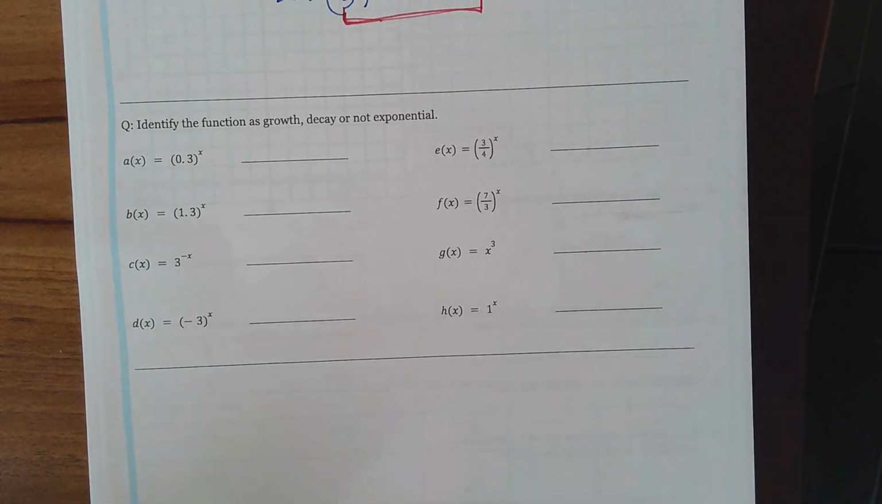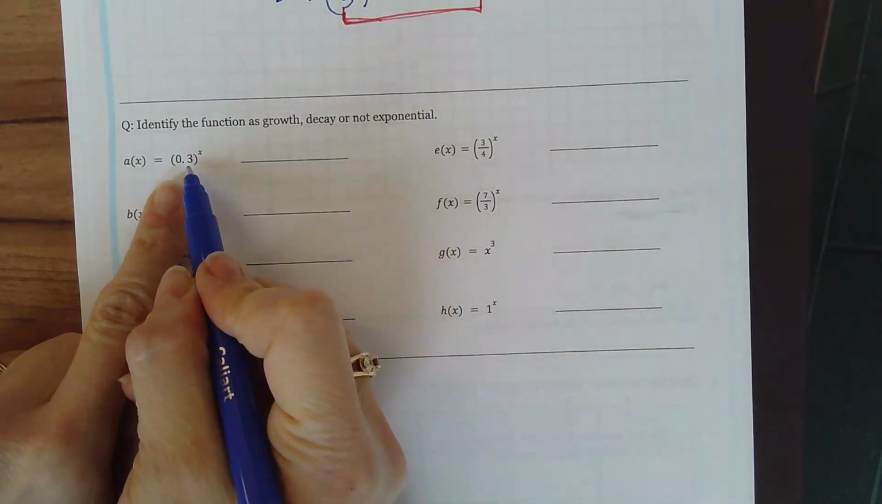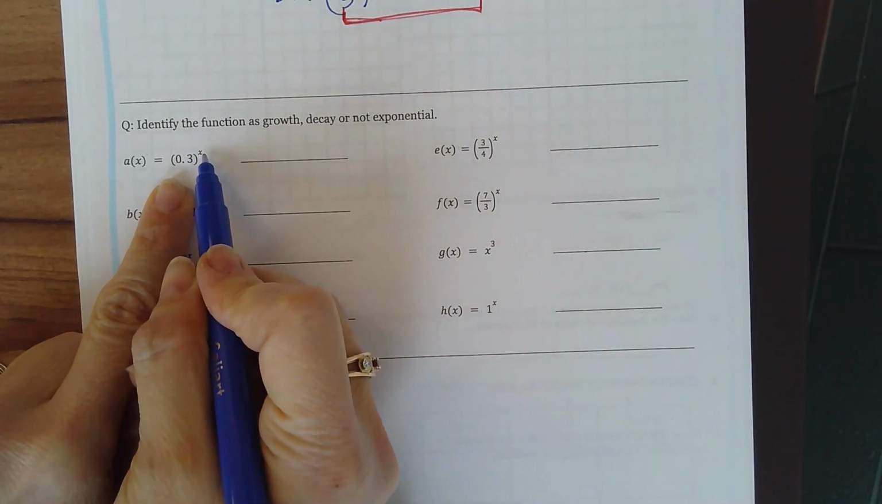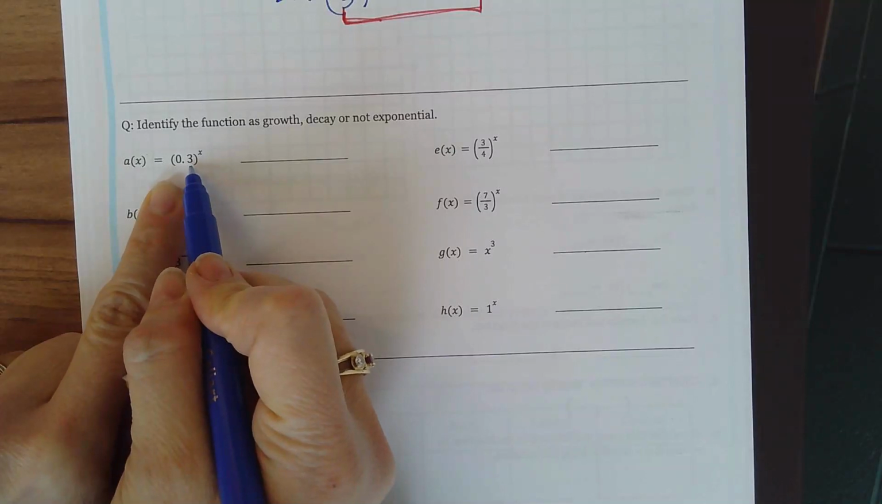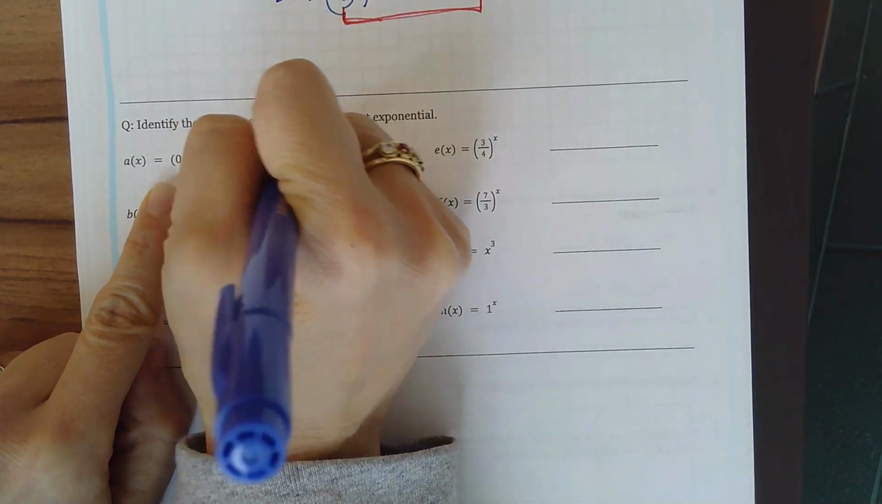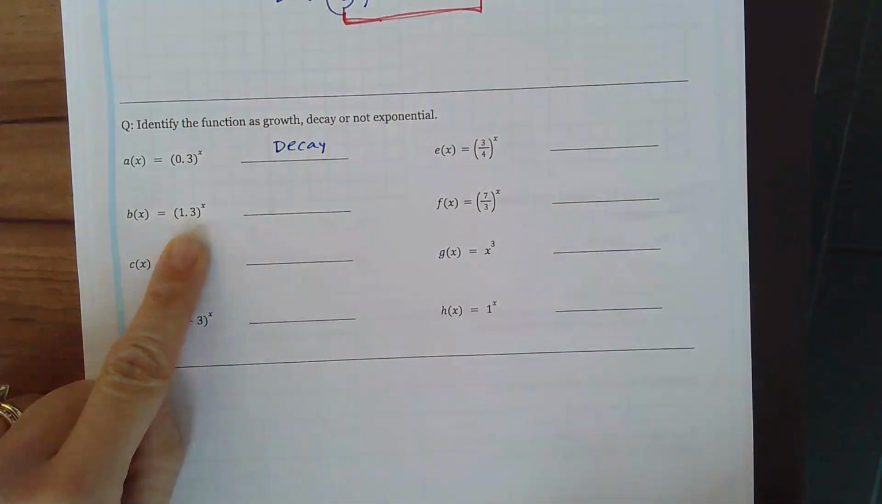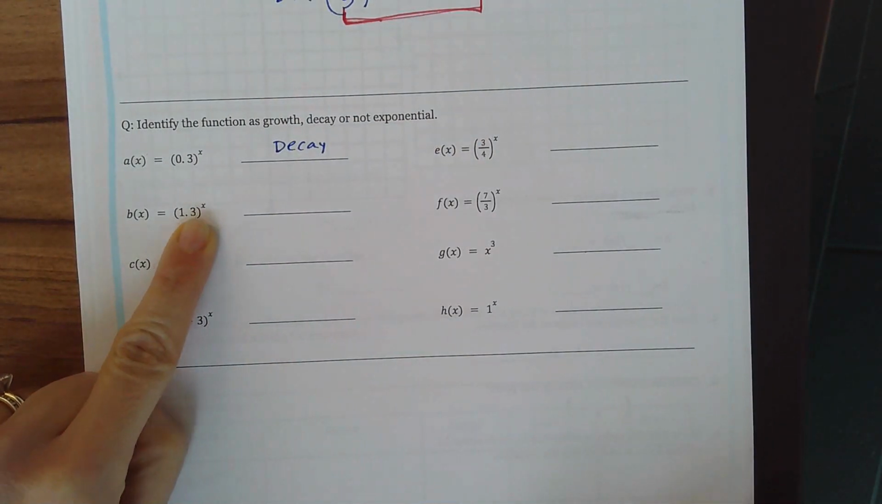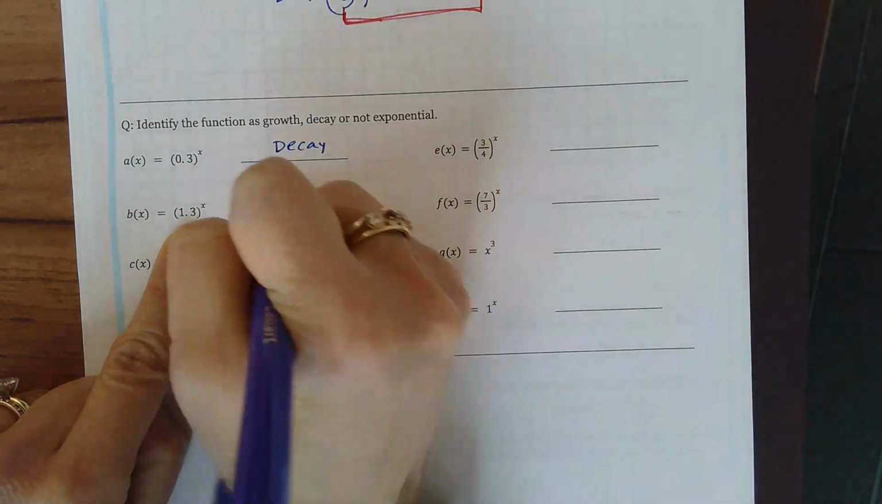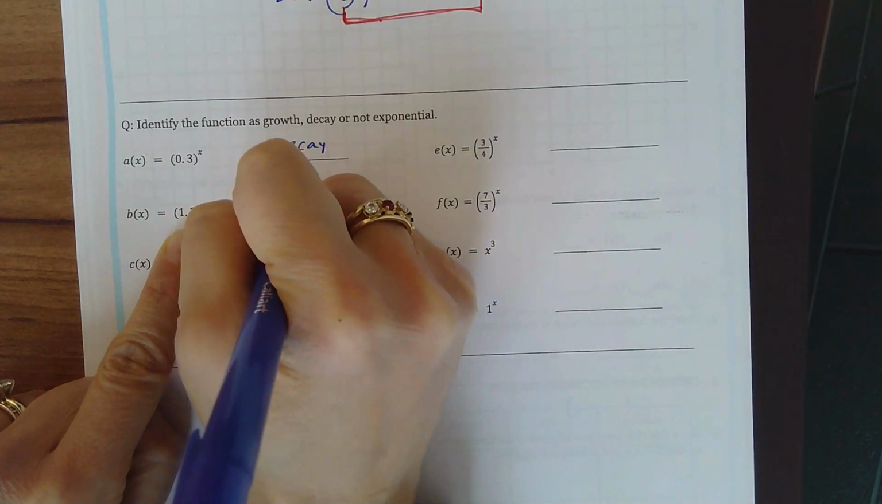So if you did what I asked, you paused the video and answered these questions, let's check your work. Because this is an exponential, the x is in the exponent, but this b value is less than 1, this is decay. On this one, it's still exponential because there's an x in the exponent, but this time the b value is greater than 1, so it's growth.